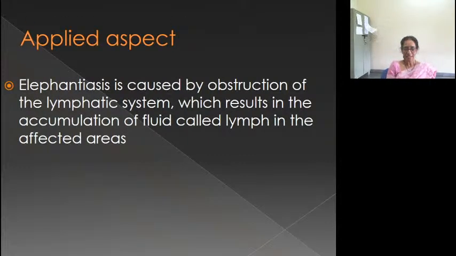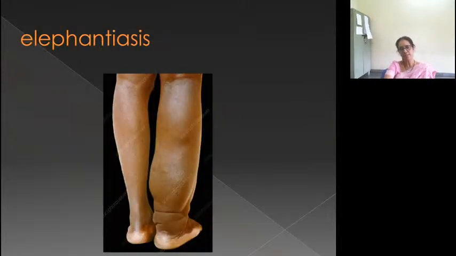Now the applied aspect. Whenever your lymphatic vessels are filled with lymph, elephantiasis, you must have heard about elephantiasis. It is caused by obstruction of the lymphatic system, which results in the accumulation of fluid called lymph in the affected areas. Elephantiasis is caused by parasites. Female mosquitoes infected by microfilaria bite human beings, and the microfilaria become adult worms in the lymphatic vessels and block them, leading to elephantiasis. This is the diagram of elephantiasis; it looks like an elephant leg, which is why it is called elephantiasis. Blocking of the lymphatic vessels leads to elephantiasis, filariasis.